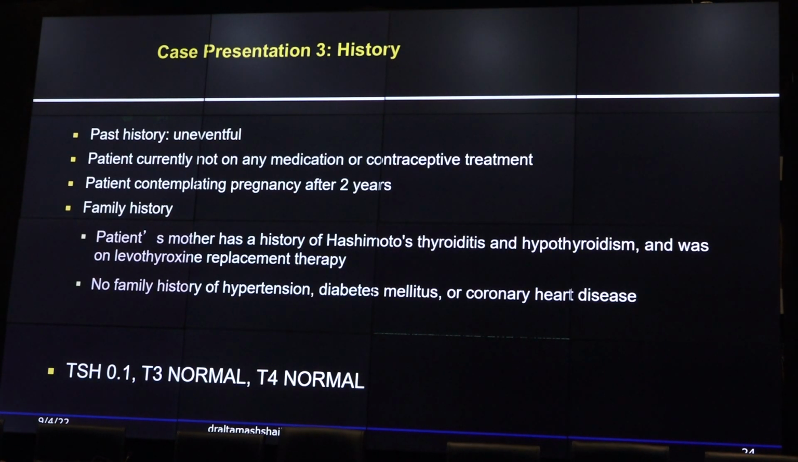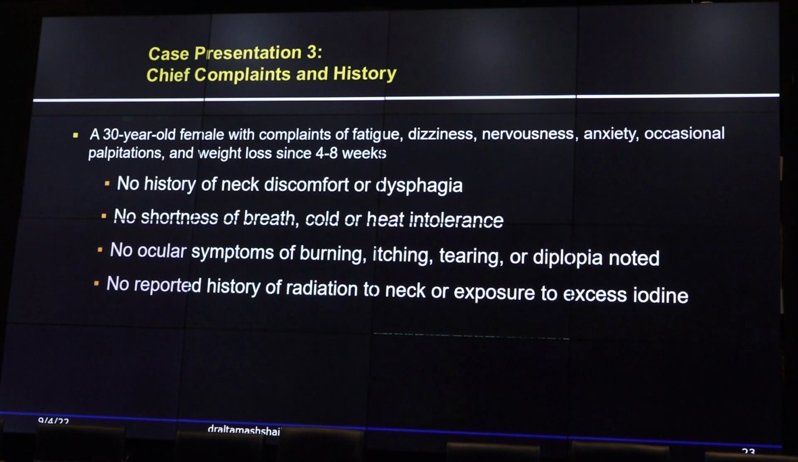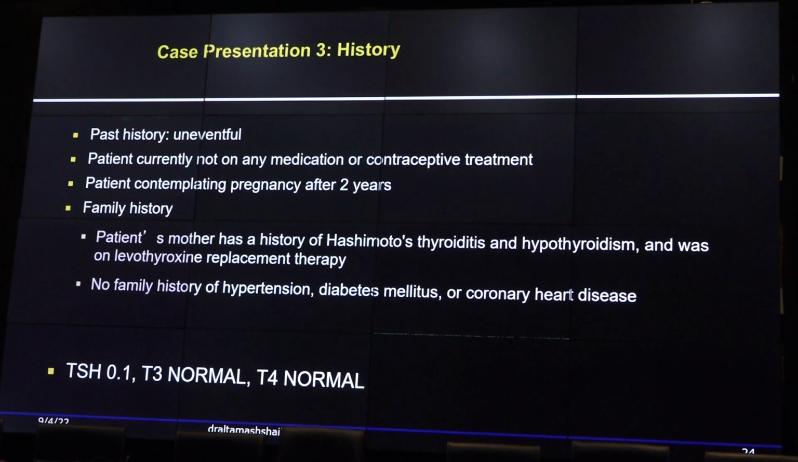Her TSH is 1, read this as 1.0, T3 is normal and T4 is also normal. What is the diagnosis? A 30-year-old lady, these are the symptoms for 4 to 8 weeks. This is the TFT.